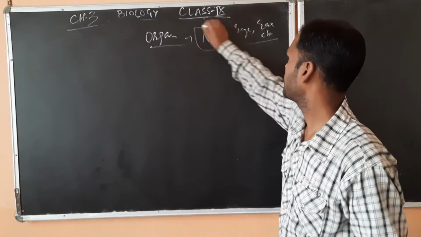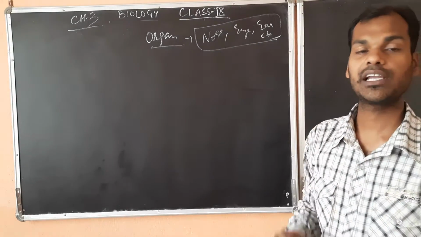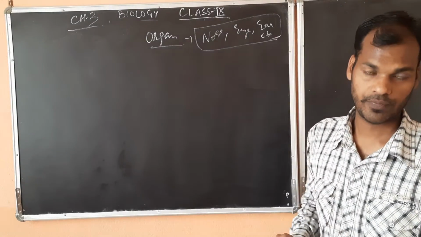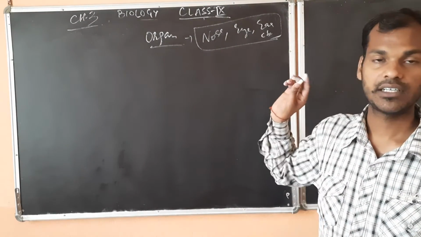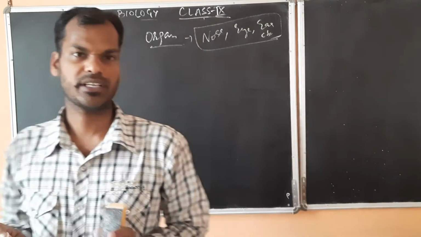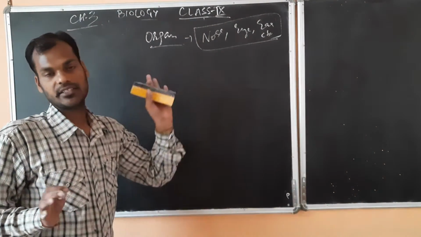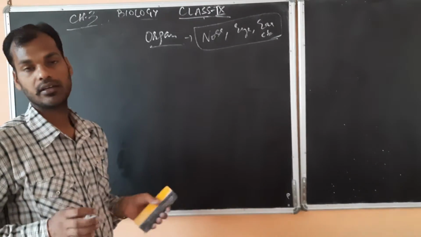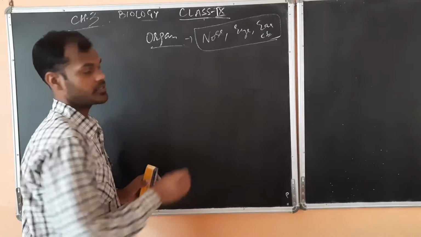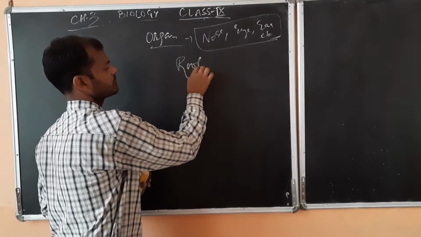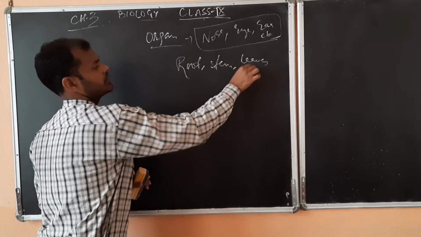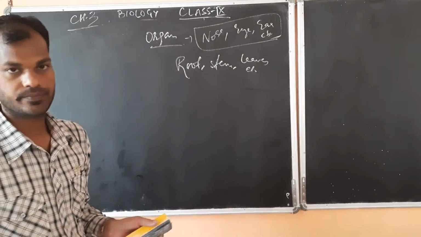Okay, so these are organs which will contain the tissues and they will perform the same function. If two or more tissues are performing the same function, they organize, they combine to become an organ. Okay, if we talk in plants, the roots, stem, leaves, these all are the organs.